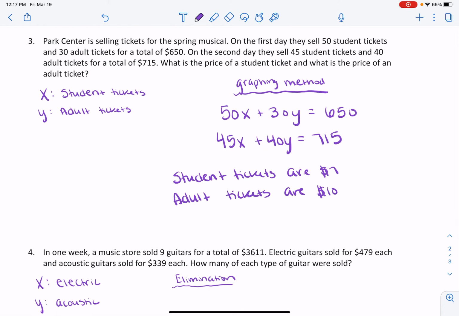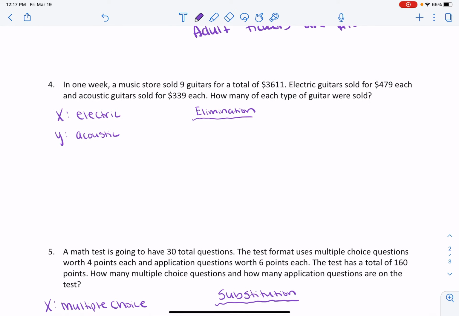Okay. Number 4, it says in 1 week, a music store sold 9 guitars for a total of $3,611. Electric guitars sold for $479 each, and acoustic guitars sold for $339 each. How many of each type of guitar were sold? So I think that this would be a good one to use the elimination method.